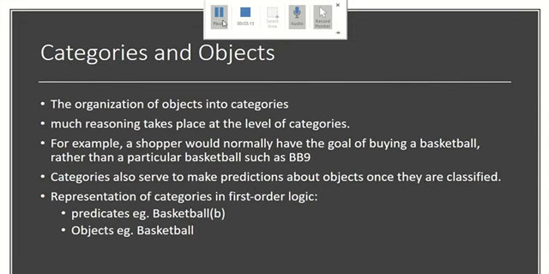A shopper would normally have the goal of buying a basketball rather than a particular basketball such as BB9 or any other version. But a sports player will definitely focus on the version or the specification of the ball. So here let's take the example of the shopper, not the sports person. So categories also serve to make predictions about objects once they are classified.